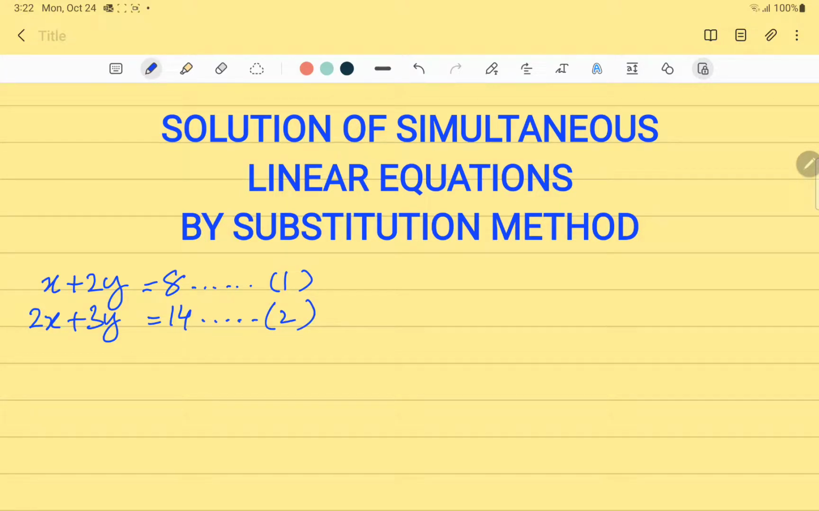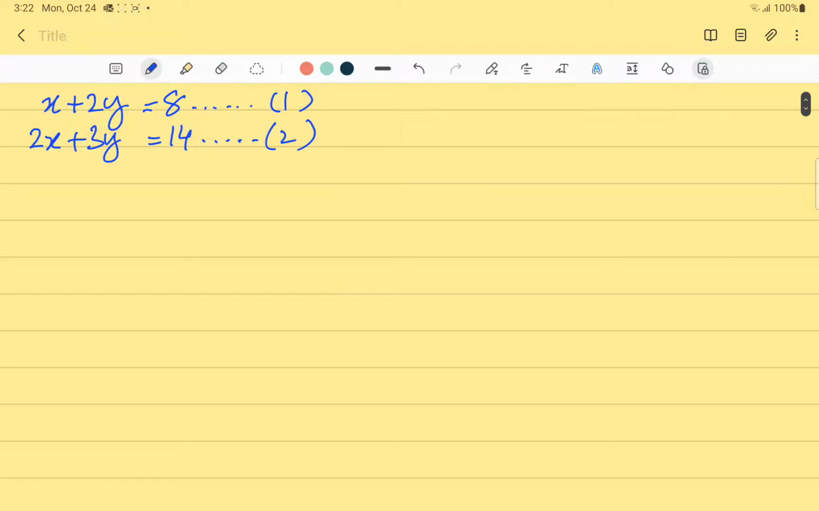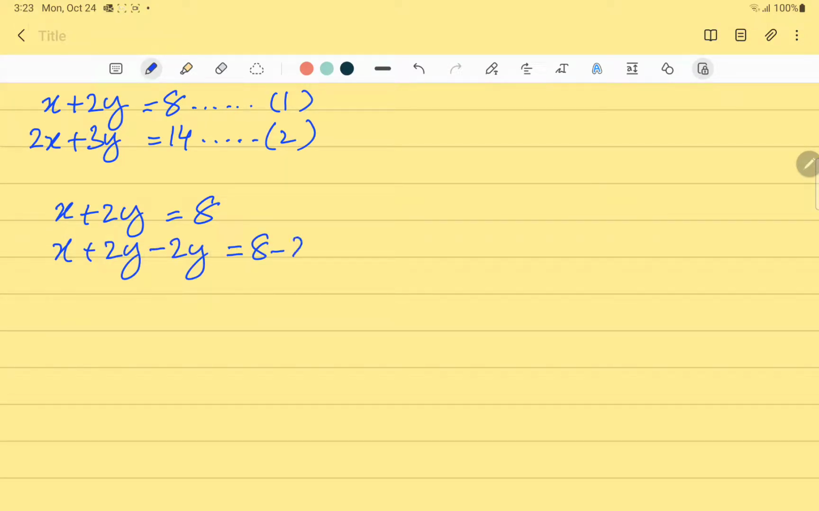To start with, we subtract 2y from both sides of equation number 1. Our equation number 1 is x plus 2y is equal to 8. We subtract 2y from both sides, and we are left with x is equal to 8 minus 2y.